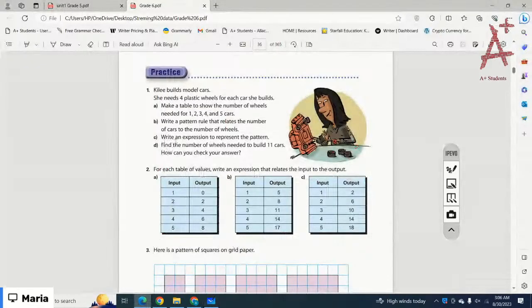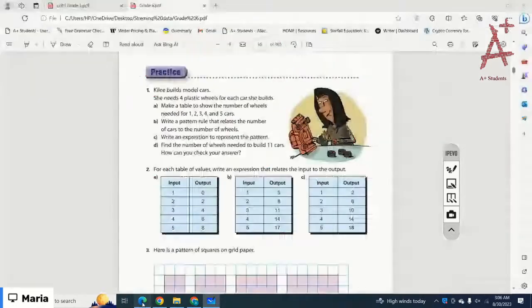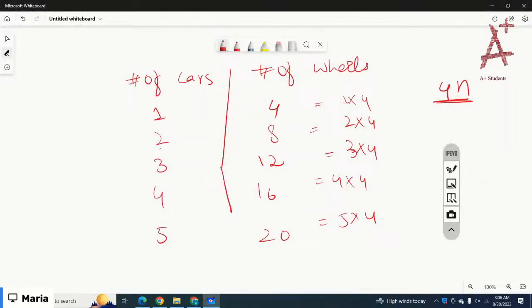C part is write an expression to represent the pattern. Here is the expression that represents the pattern. If n is the number of cars, you can calculate the number of wheels by 4n. The next one is find the number of wheels needed to build 11 cars. If you have to make 11 cars, n equals 11. For the 11 cars, you have to do 4 times 11. That means you need 44 wheels.